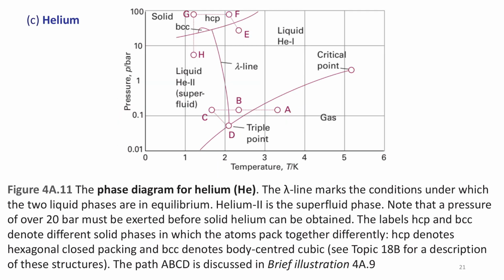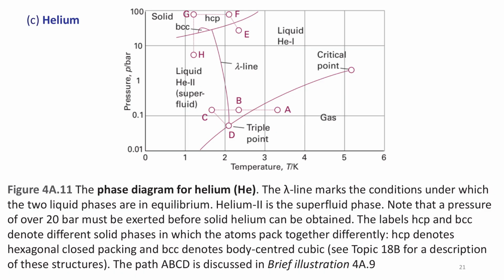Helium displays even more exotic behavior because its atoms are light and quantum effects remain important at low temperature. At ordinary pressure, helium does not freeze even as the temperature approaches absolute zero. A pressure above roughly 20 bar is required to produce a solid. The diagram also contains two liquid phases. Helium-1 behaves as a conventional liquid, whereas helium-2 is a superfluid. It flows with extraordinarily low viscosity and exhibits macroscopic quantum phenomena.